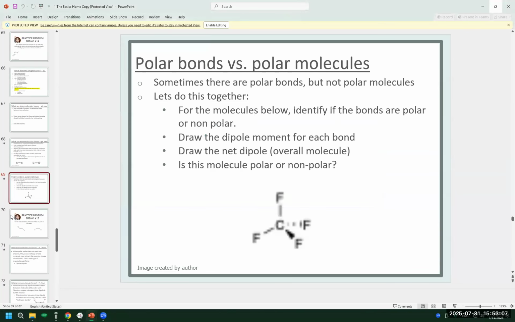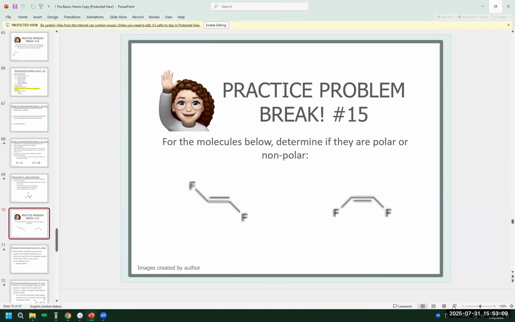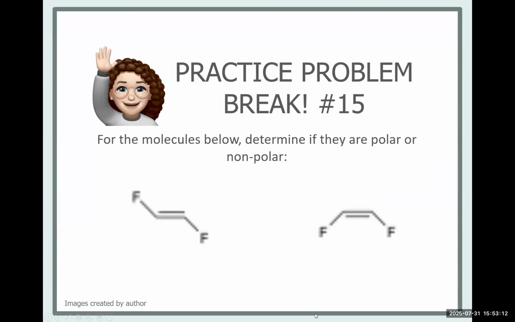All right, and now let's do something similar with this practice problem. So try to do this practice problem on your own. We have a cis and trans isomer. Hopefully you remember which one's cis and which one's trans. I think you should label which one's which, and then I want you to determine if they're polar or nonpolar. So I will give you a few minutes to do that. Pause the video, figure out what you need to, and then we'll work this together. And I also think you should write if they're cis or trans.